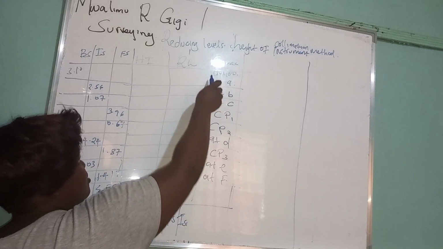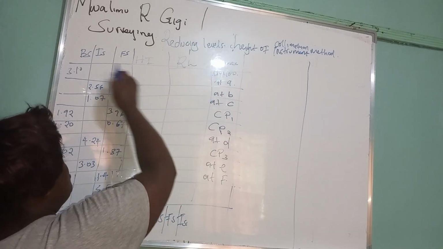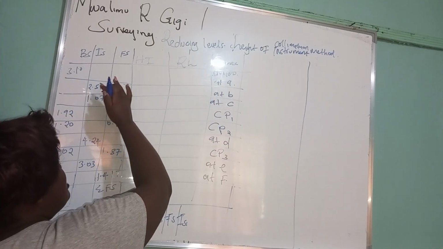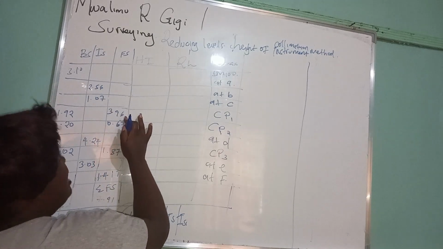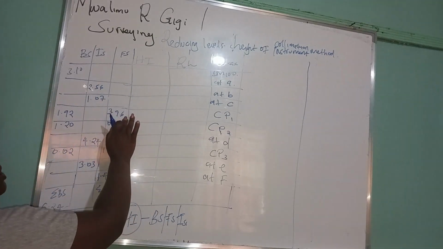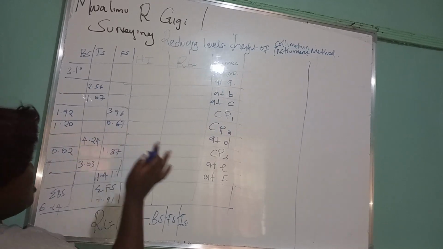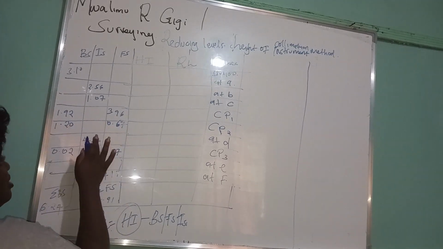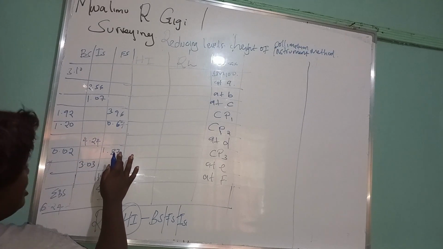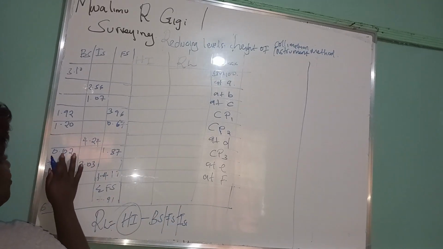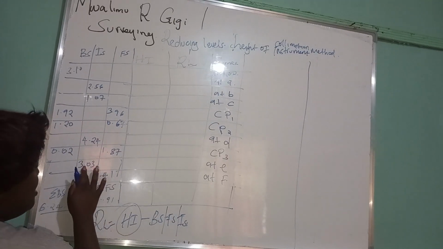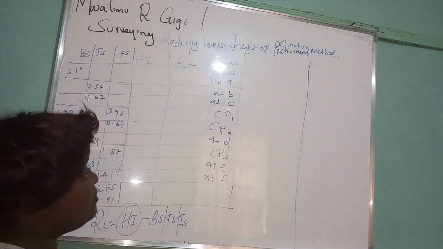So the first instrument was placed here. We took the first reading, intermediate sight, and the last reading. Then we changed our instrument. We got the first reading and the last reading. Then we also changed our instrument to get the first reading, intermediate reading, and the last reading. Then we changed the instrument again to find the first reading, intermediate and the last reading.